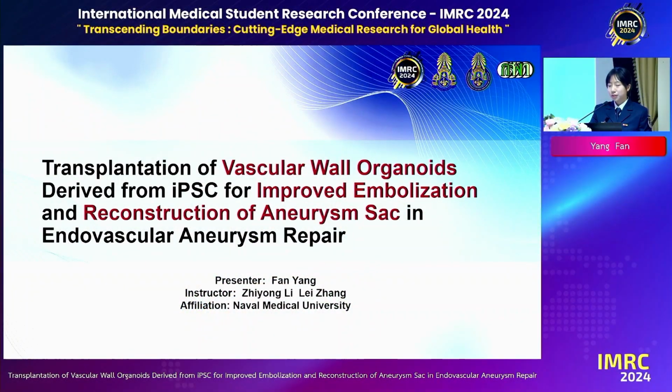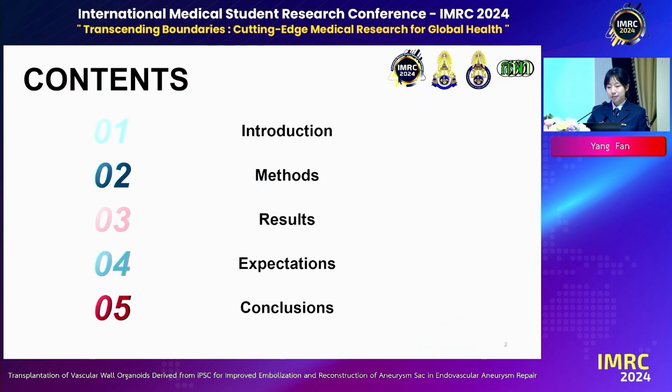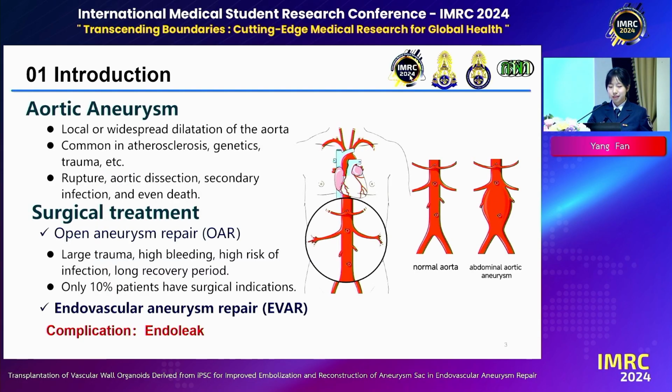Good afternoon, honorable judges. My name is Yang Fan from the Naval Medical University. And the topic of my presentation today is about the transplantation of vascular wall organoids derived from iPSC for improved embolization and the reconstruction of aneurysm sac in endovascular aneurysm repair. My presentation can be boiled down into these 5 parts.